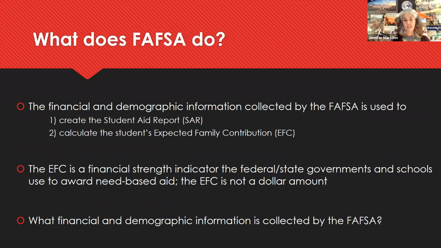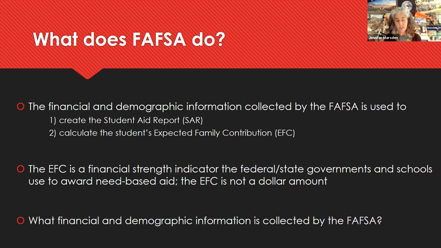Okay, so what does FAFSA do? If you've never filled one out before, or even if you have filled one out before, it is so much more streamlined and easy than it used to be. And actually next year, they're really making it simpler, supposedly going from about 150 questions, which most of you will never have to answer, down to, I think, 36 questions. But basically what the FAFSA does and will continue to do is it is collecting demographic information about the student and the student's household and financial information about the student and the student's household.